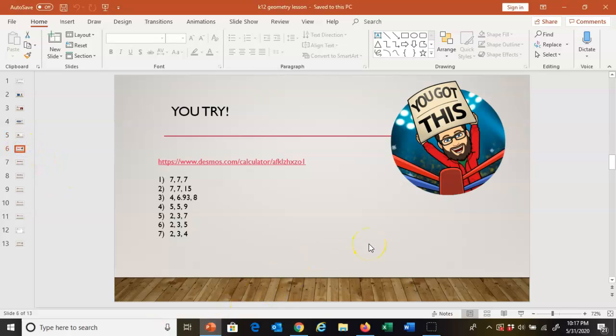Okay, now it's your turn to try. I encourage you to pause between each of these and try it yourself. This is the link to that manipulative that I made for you. So click on that, open it up, and you can adjust the side lengths A, B, and C to be the sides given, and then adjust the angles to try to see if you can make a triangle.